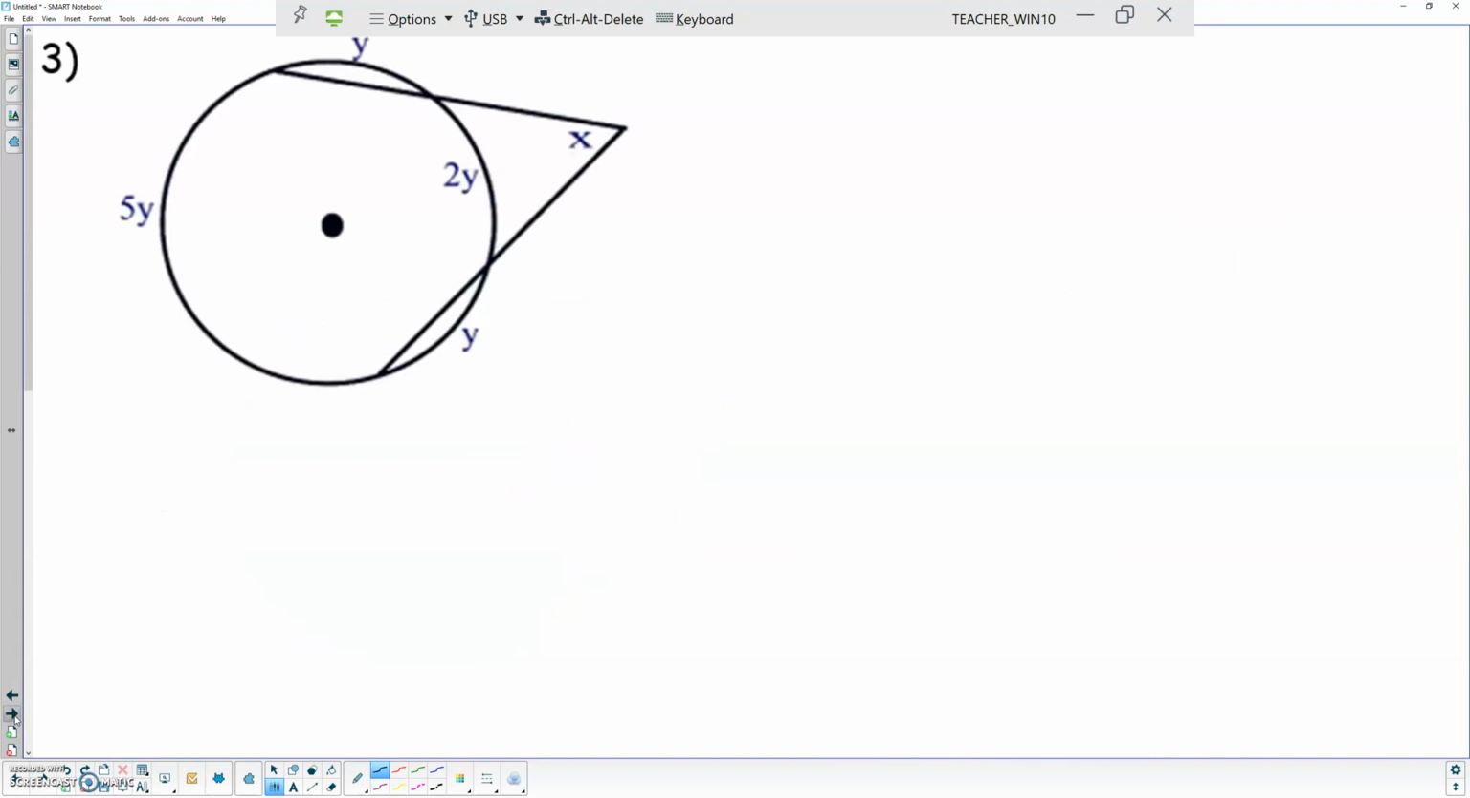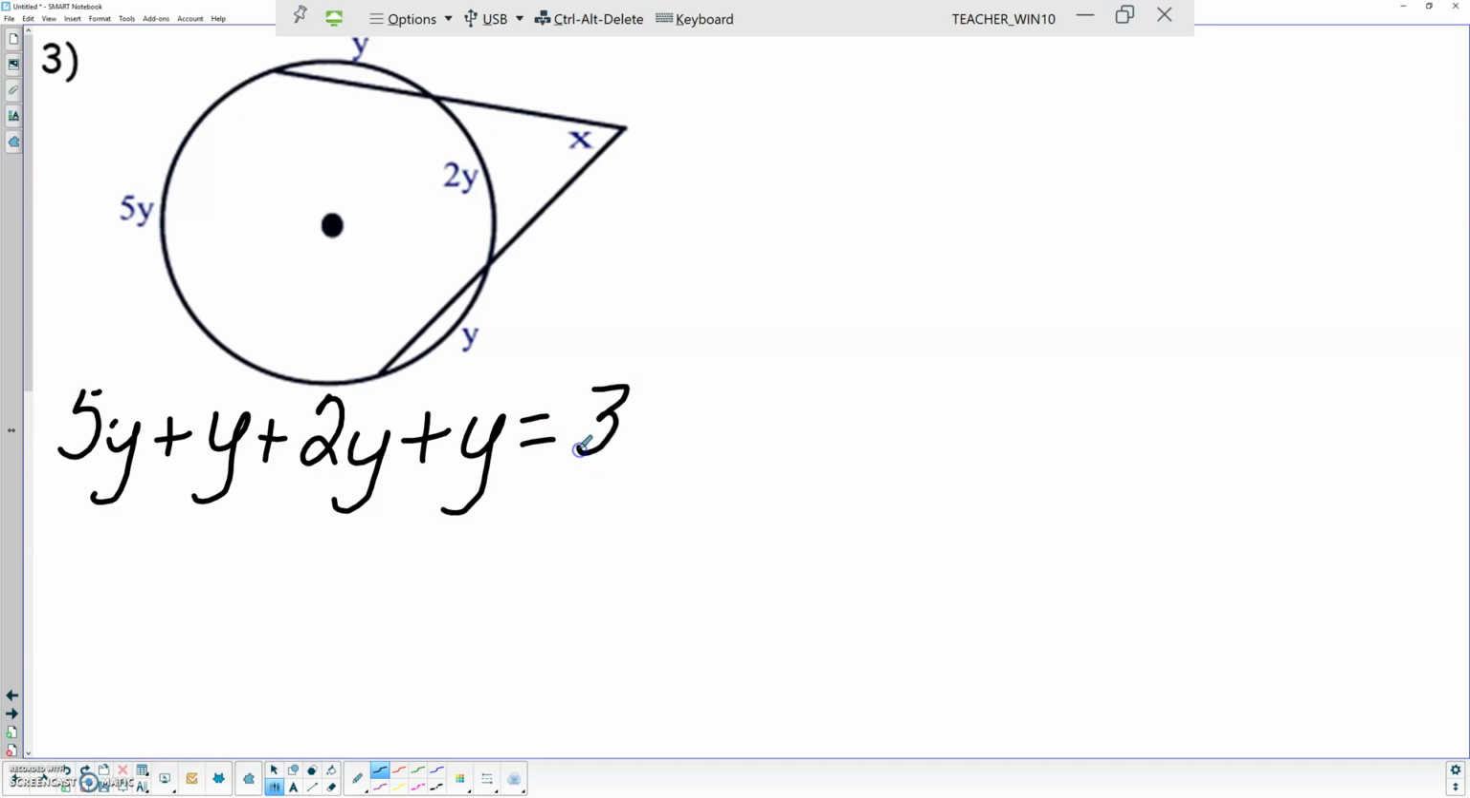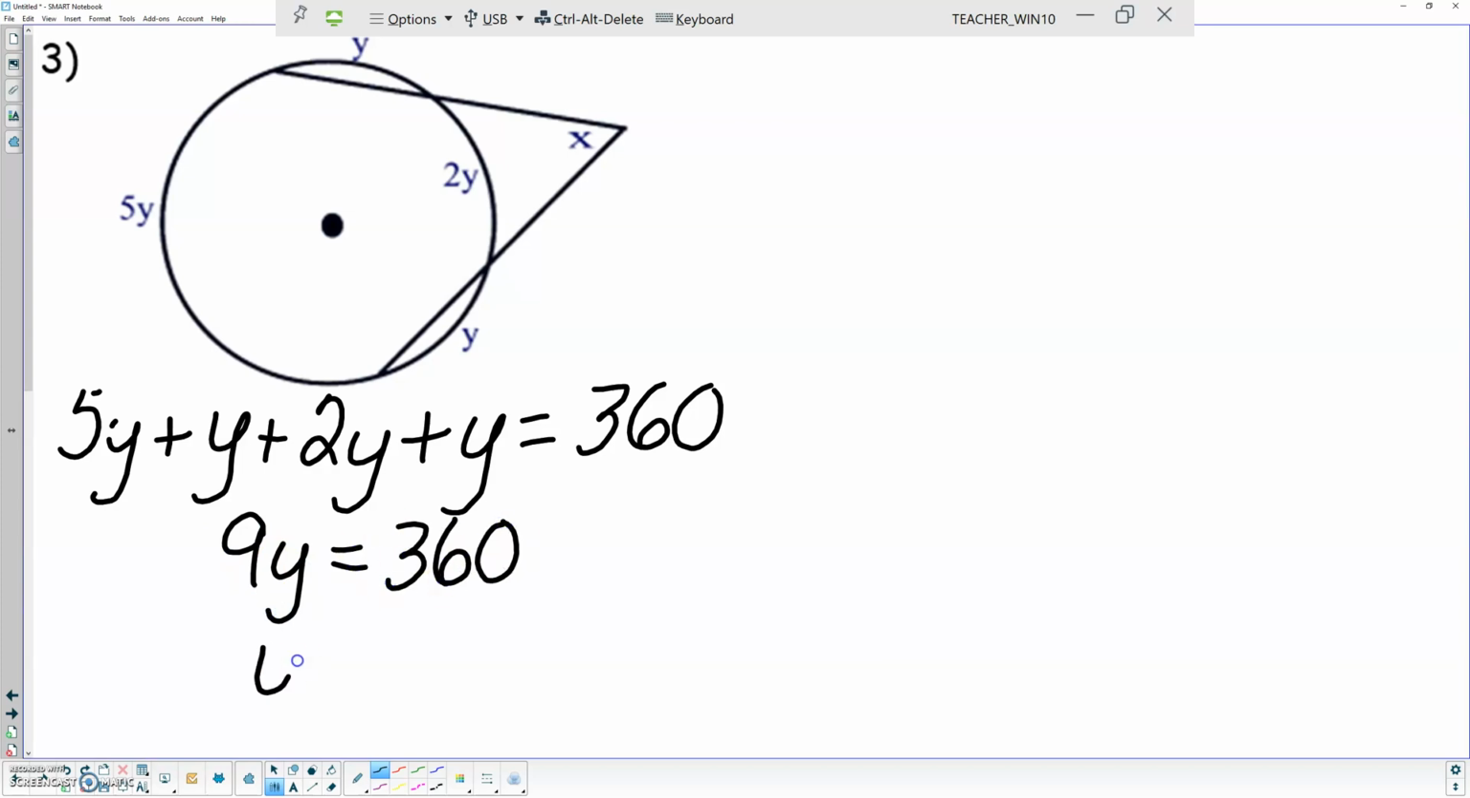In this next example, number 3, first we have to solve for y. We know that all the arcs in a circle always add up to 360 degrees. So first we're going to set that up. We've got 5y plus 2y plus y equals 360. If we combine like terms, we get 9y is 360. So y is 40. We're going to plug that in.